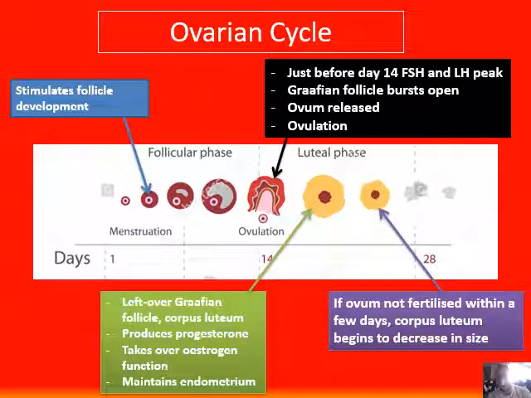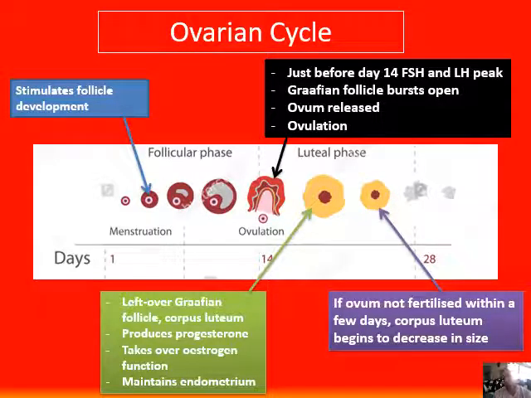This is what is happening inside of the ovary while development is taking place. Okay, so on the top left-hand corner, it stimulates follicle development. What stimulates follicle development? FSH. Then eventually the black one, just before day 14, follicle stimulating hormone and luteinizing hormone peak. The Graafian follicle bursts open, the ovum is released, and now we have ovulation. You are at risk of getting pregnant. The bottom green one, left ovarian Graafian follicle, corpus luteum, produces progesterone, takes over the estrogen function, and maintains an endometrium in case fertilization does take place.